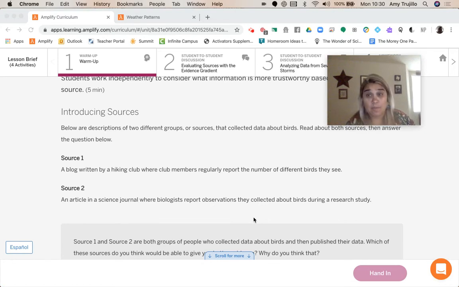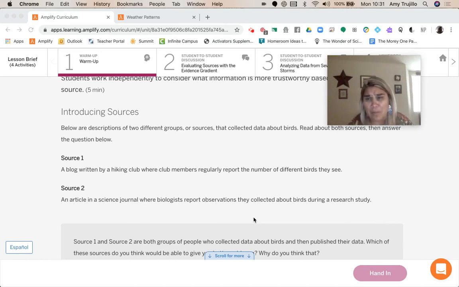So there are good things about source number one, that it is a regular report. They are counting the numbers that they see. But we also have to think about which one could be better. A hiking club could mistake birds. They could, not on purpose, not to be mean, just miscount things that the scientists could potentially have seen better, mostly because scientists design their experiments to capture only one piece of data or one variable, and they put a lot of bounds on what they do.